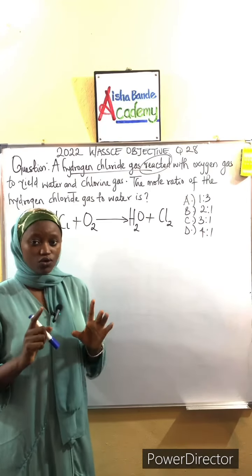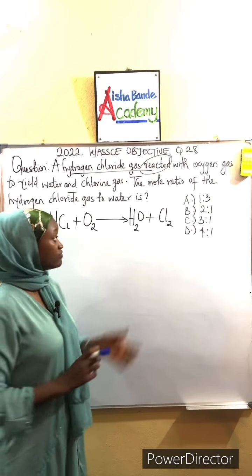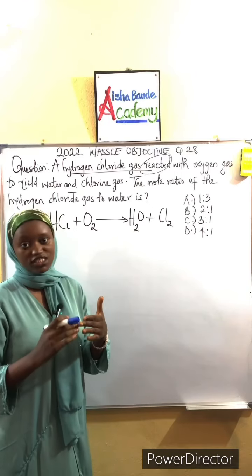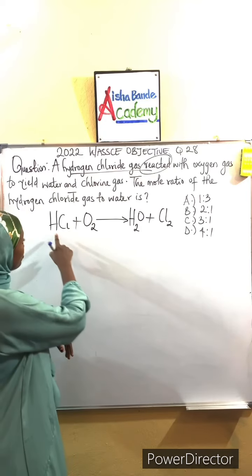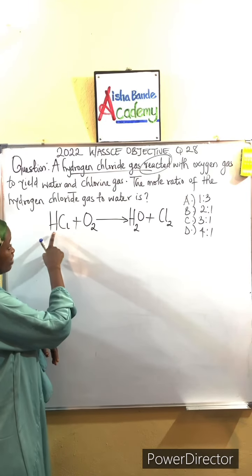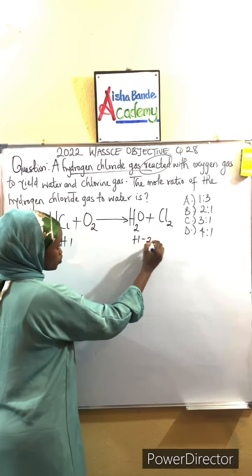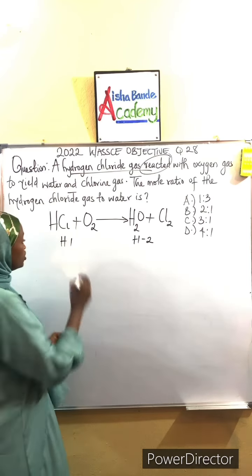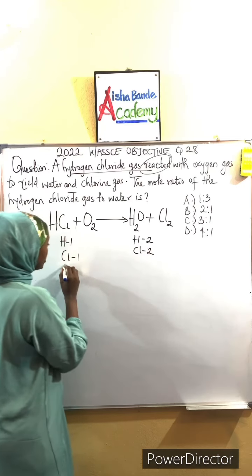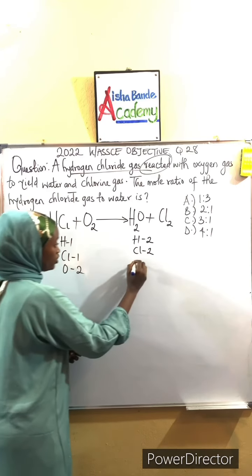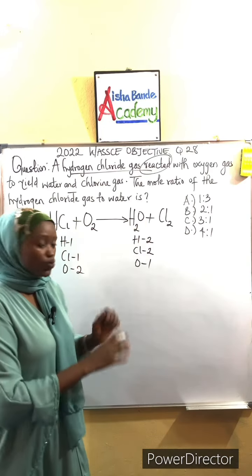After writing out any chemical equation in chemistry, you have to check if that equation is balanced. Because if the equation is not balanced, whatever you solve afterwards will not give you the correct value. So let's look at this equation to see if it is balanced. Here, at the reactant side, hydrogen has a value of 1. Here, hydrogen has a value of 2. So we can see that hydrogen is not balanced. Chlorine here has a value of 1, chlorine here has a value of 2. Oxygen here has a value of 2, while oxygen here has a value of 1. So obviously this equation is not balanced. So let's balance the equation.